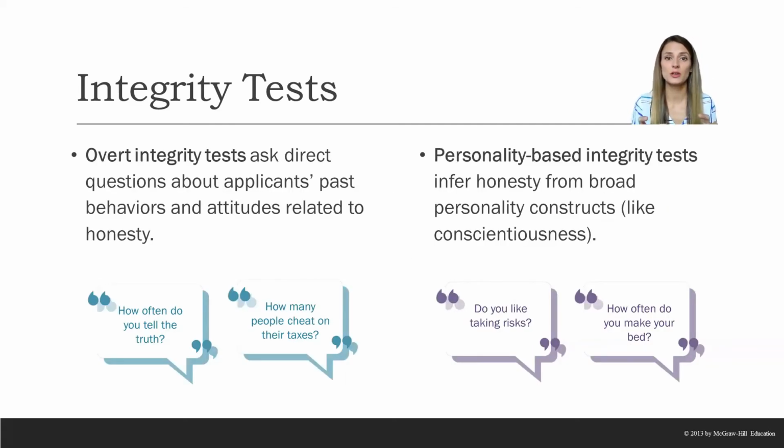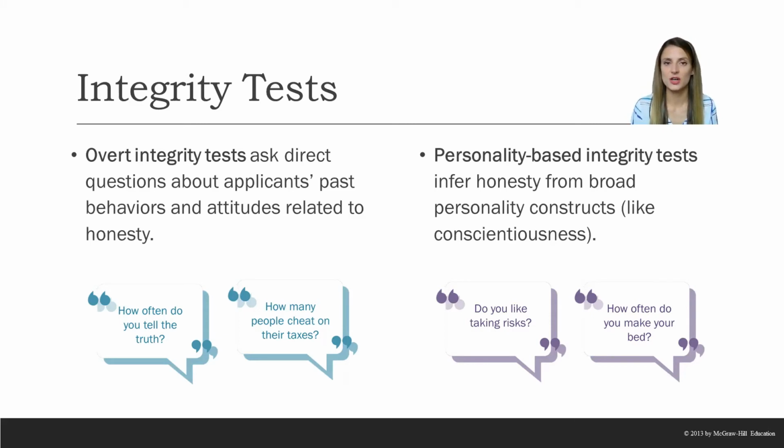We have two categories of integrity tests from which to choose. Overt tests come right out and ask the test taker about their attitudes, perceptions, assessments related to dishonest behavior. So I have a couple of examples here of some questions that we might ask. How often do you tell the truth? How many people cheat on their income taxes?